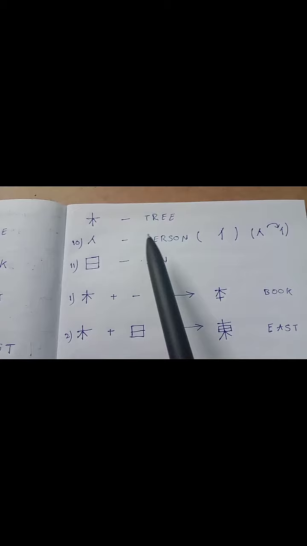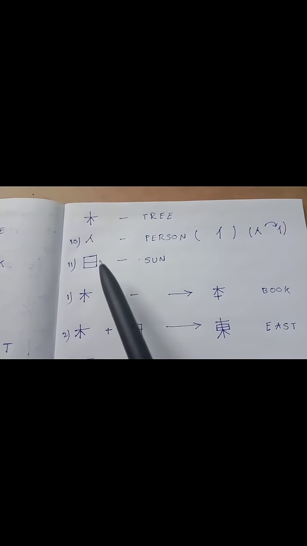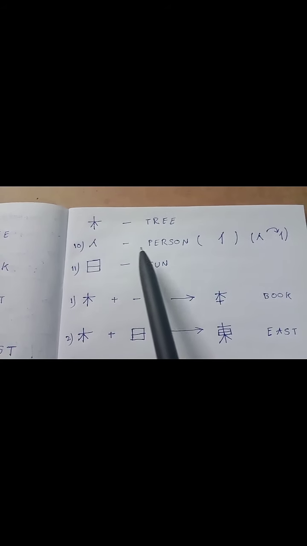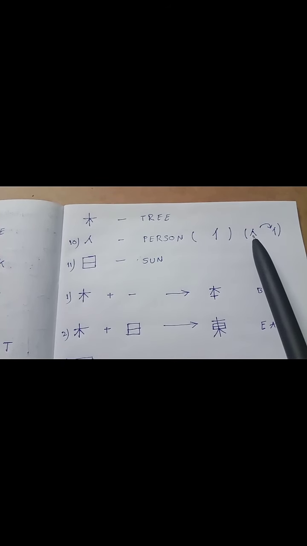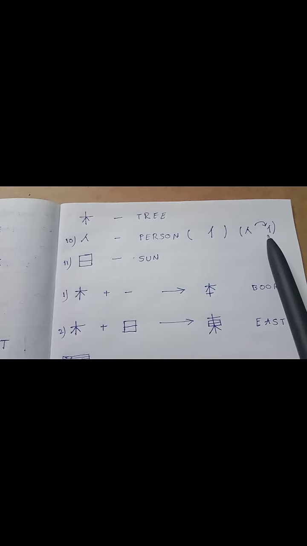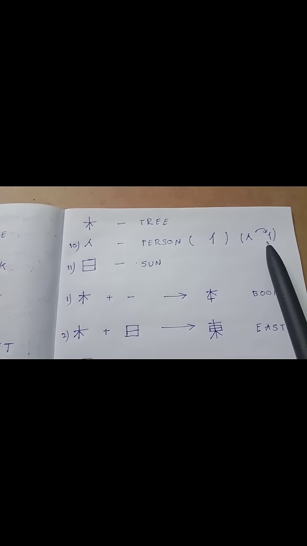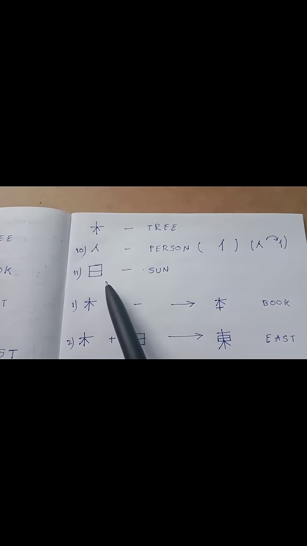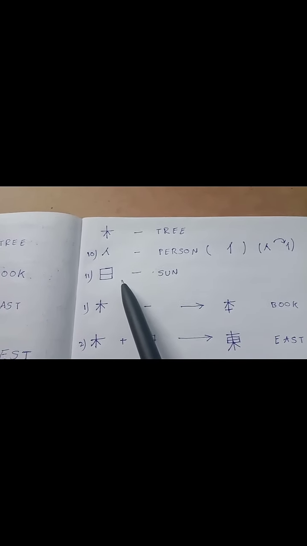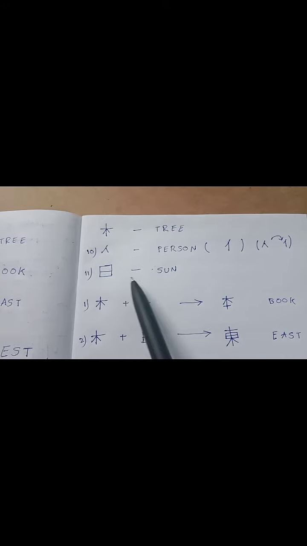The first kanji, tree, you are already aware of. The second kanji is the person, which means hito. Now if I rotate this person kanji, it will become like this. This is called the person radical. We will use radicals to make the combinations. And you already saw in the first picture how the sun symbol has come.